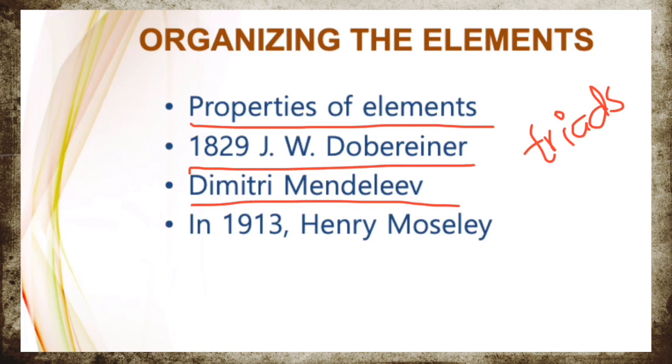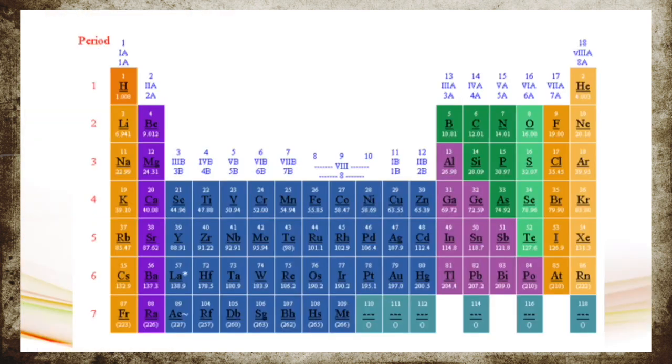But there was a better arrangement, where Henry Moseley in 1913, a British physicist, arranged these elements according to increasing atomic number. And this is the new arrangement that we use today and see in our periodic table. So this is our current periodic table. The periodic law says that when elements are arranged in order of increasing atomic number, there is a periodic repetition of their physical and chemical properties.